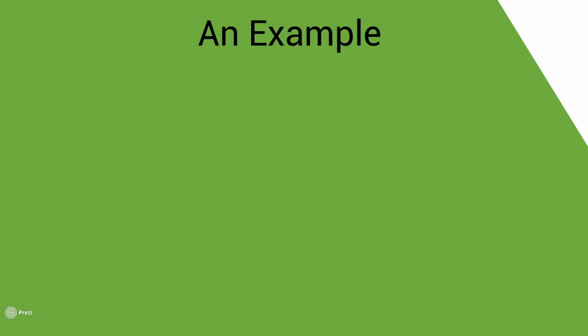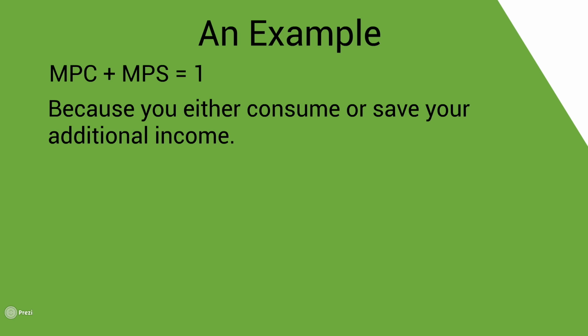The value for marginal propensity to consume plus the value for marginal propensity to save must equal 1. This is because you either consume or save your additional income. You must make one of those choices for the income.